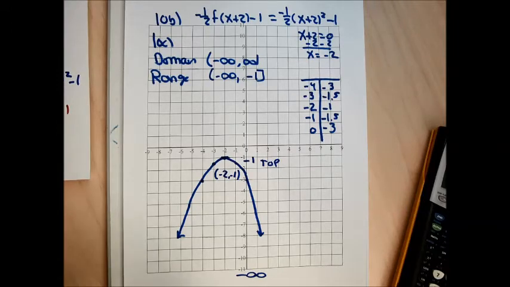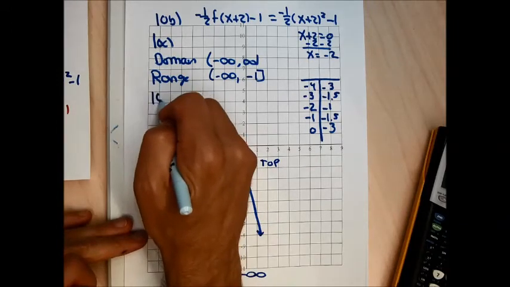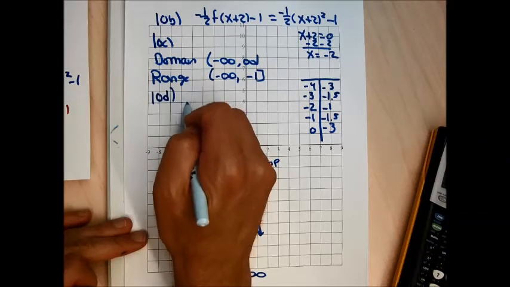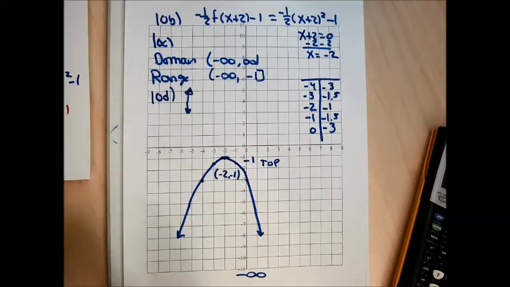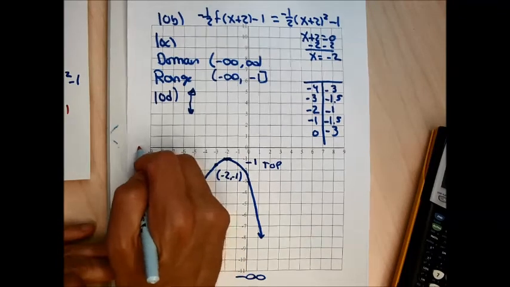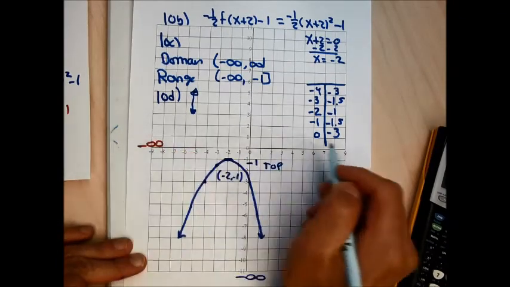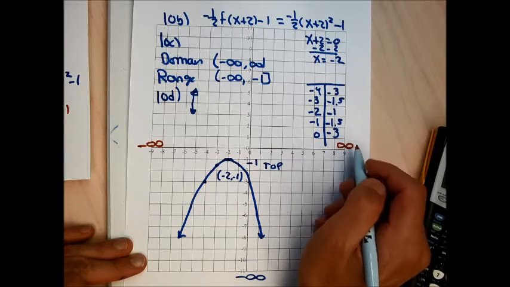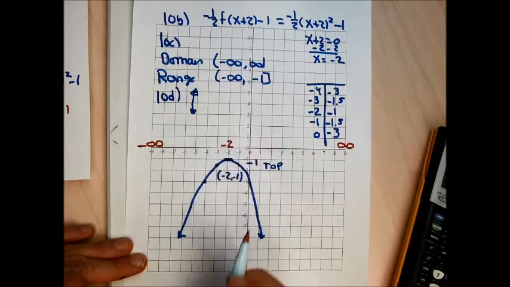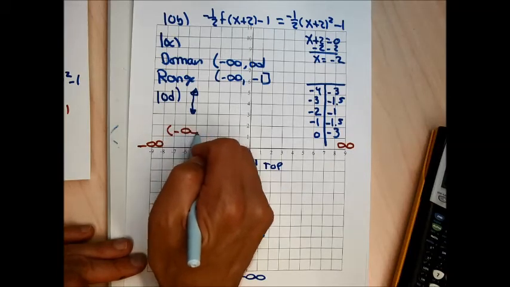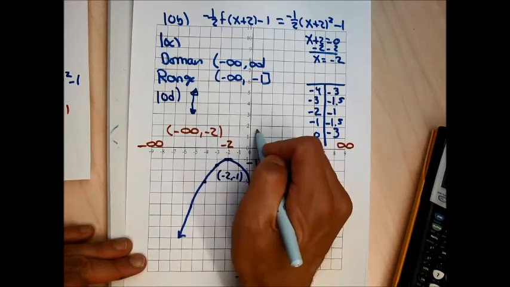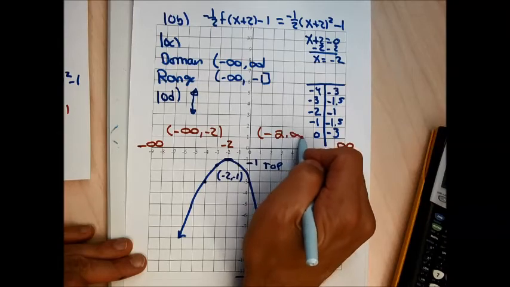Part D wants the increasing and decreasing intervals. So I'm going to do increasing and decreasing. To do those, I'm going to put negative infinity on the far left edge of the x-axis, positive infinity on the far right edge, and negative 2, the x-coordinate of the turning point, between those. That's going to give me an interval from negative infinity to negative 2 and negative 2 to infinity.